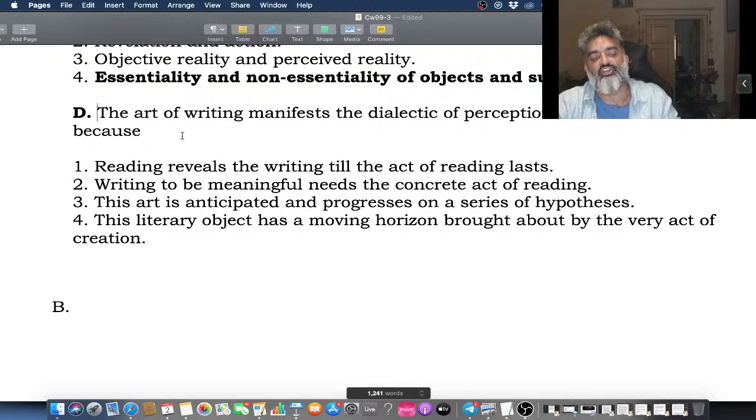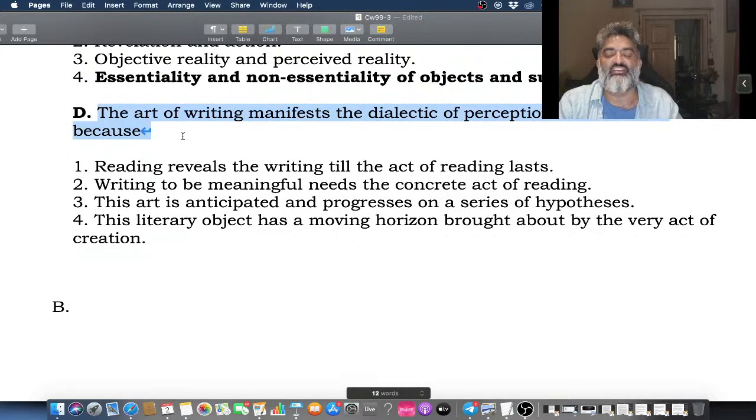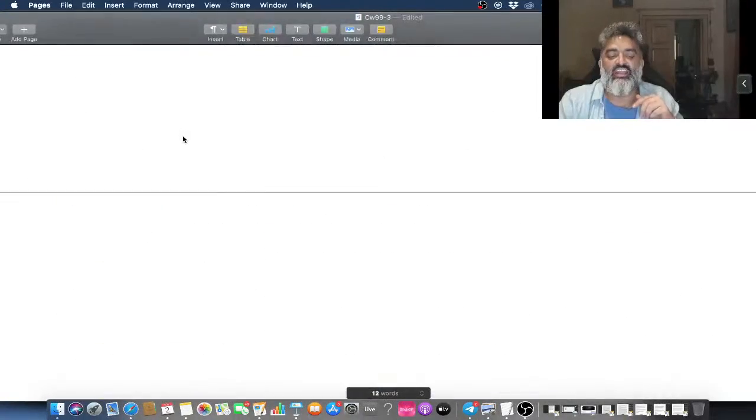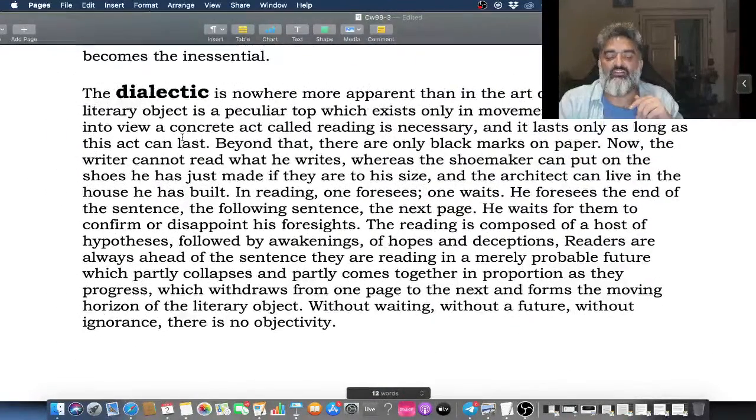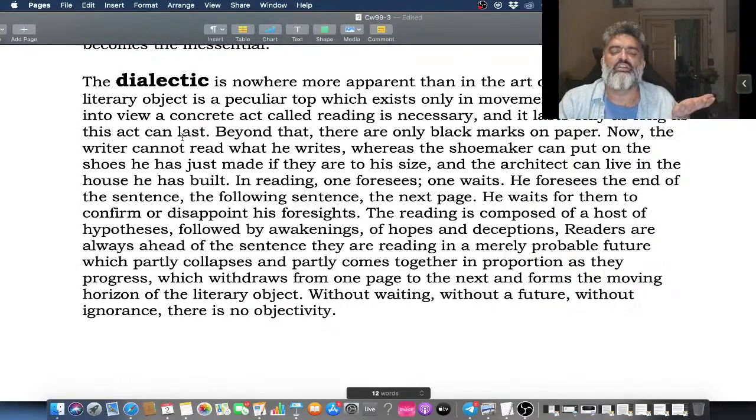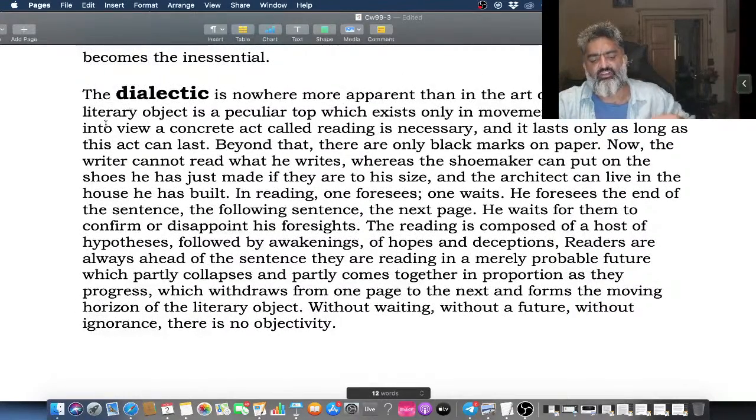Now, the art of writing manifests the dialectic of perception and creation. So, first of all, repeat in your head what is the dialectic of perception and creation, and then read this paragraph, which I will leave up to you to do, and try out the question. I think you will get it right. Everybody will get it right if you have made it so far. Yes? I'm leaving that homework up to you.